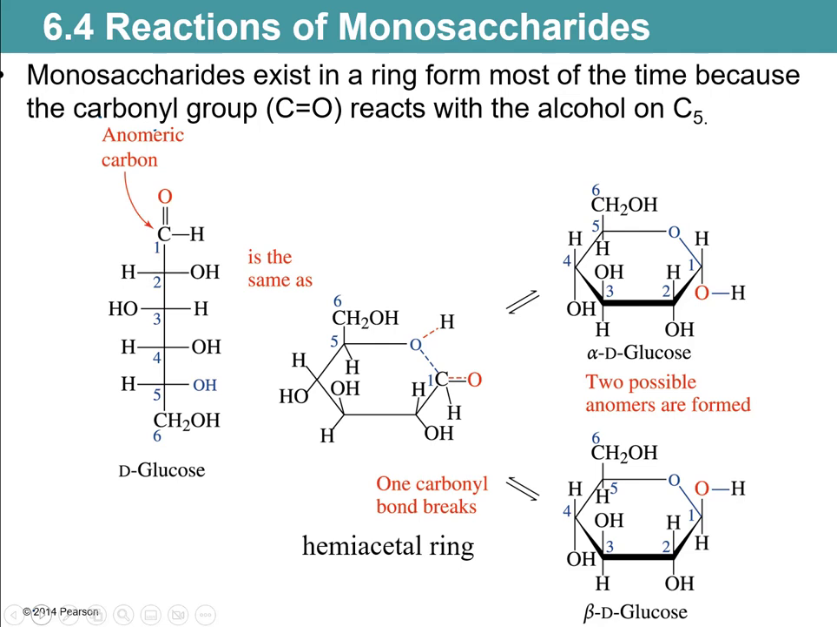So this first one, D-glucose, right? This is glucose in the straight chain. When these carbons, remember that they have this ability to rotate, like single bonds can rotate. If you take and bend this chain, carbon 1 and carbon 5, their oxygens sit side by side.